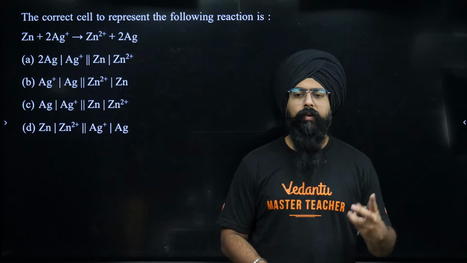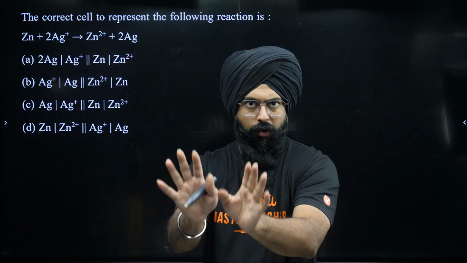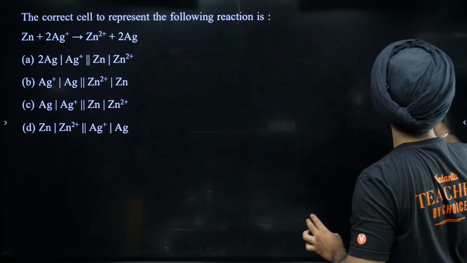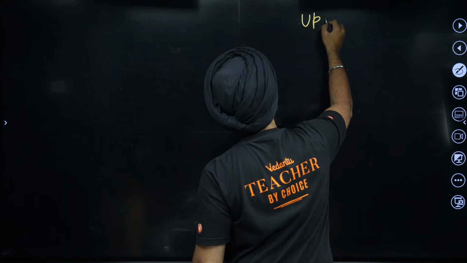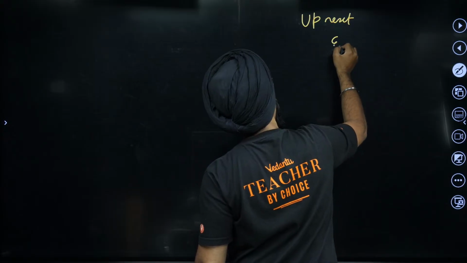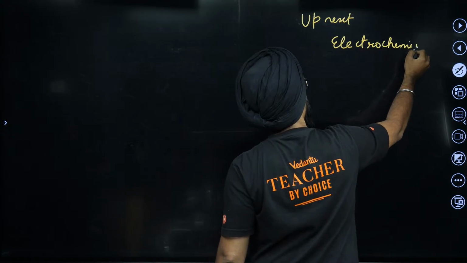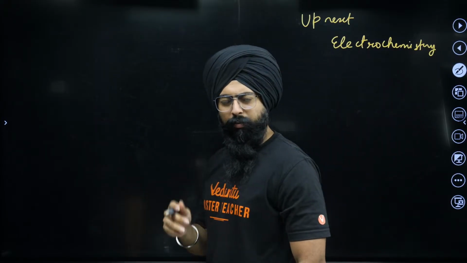For JEE, we'll do even more complicated questions of that part. So if you have any doubts in solutions and colligative properties, please tell me. Then we will move on to electrochemistry. Okay. So let me write over here that up next, we've got electrochemistry. A lot of practice for solutions and colligative properties is done.